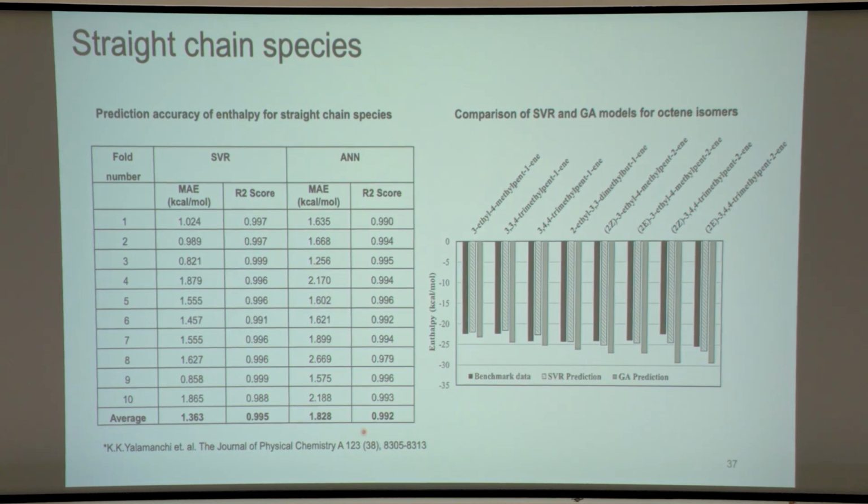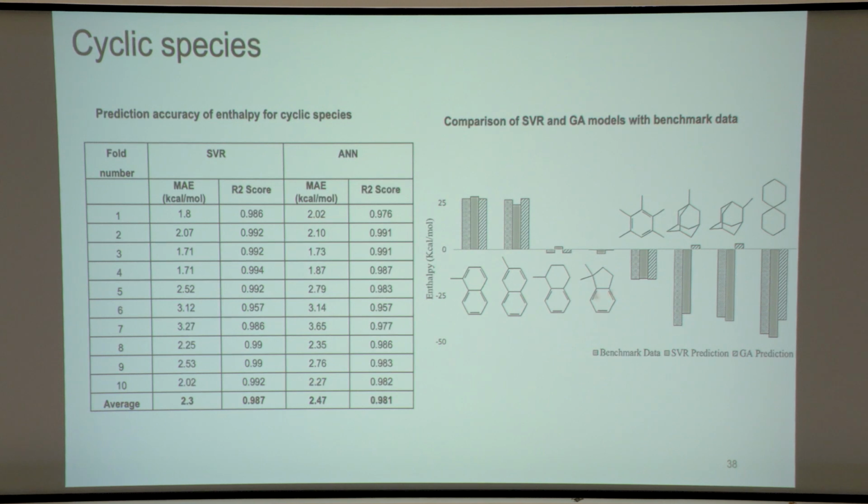And then if you go to cyclic molecules, it's even harder to do group additivity well. So you see group additivity, these hashed marks here, sometimes it even gives you the wrong sign for the data.